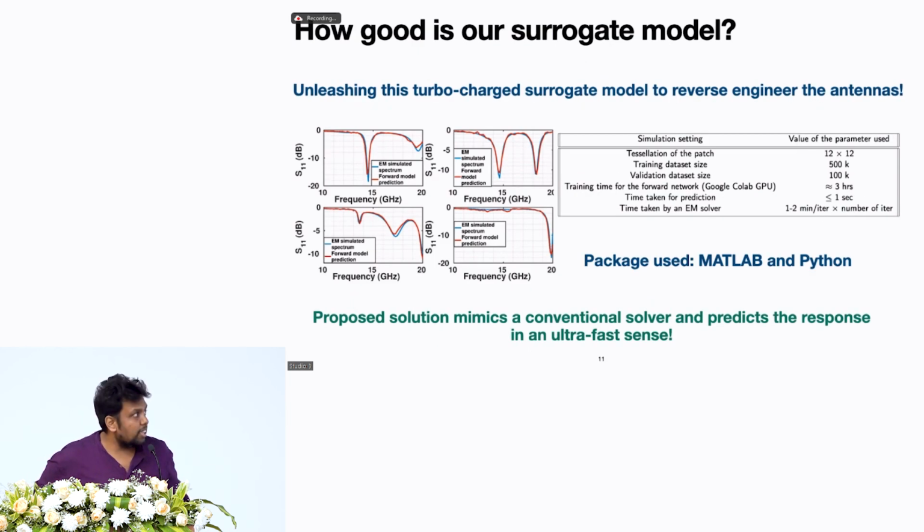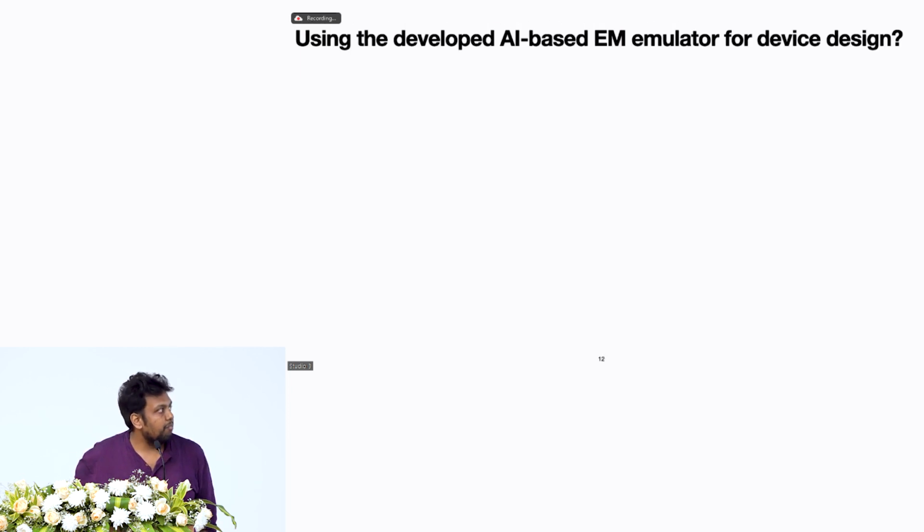So how good is our surrogate model? We can see from this slide that the forward model predictions and the full wave simulations are in agreement with each other. And this solution mimics a conventional solver that predicts the response in an ultra-fast sense. For the packages used to come up with this model, we used MATLAB and Python.